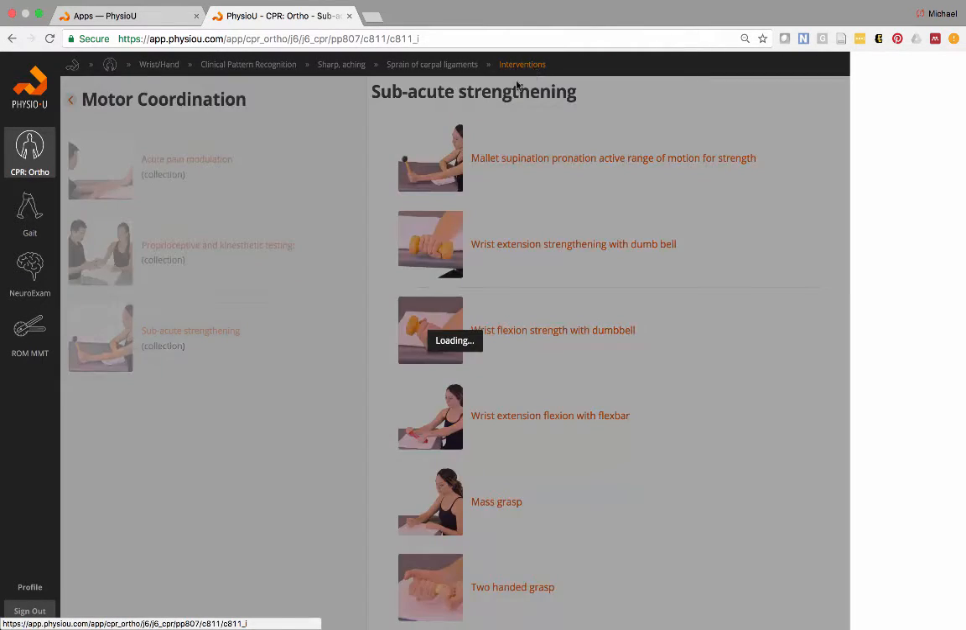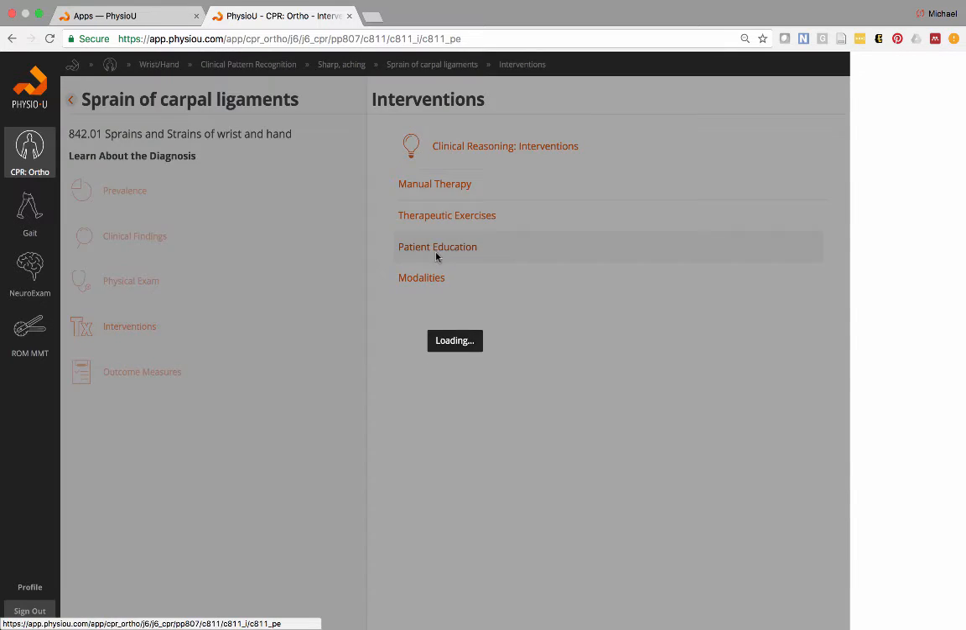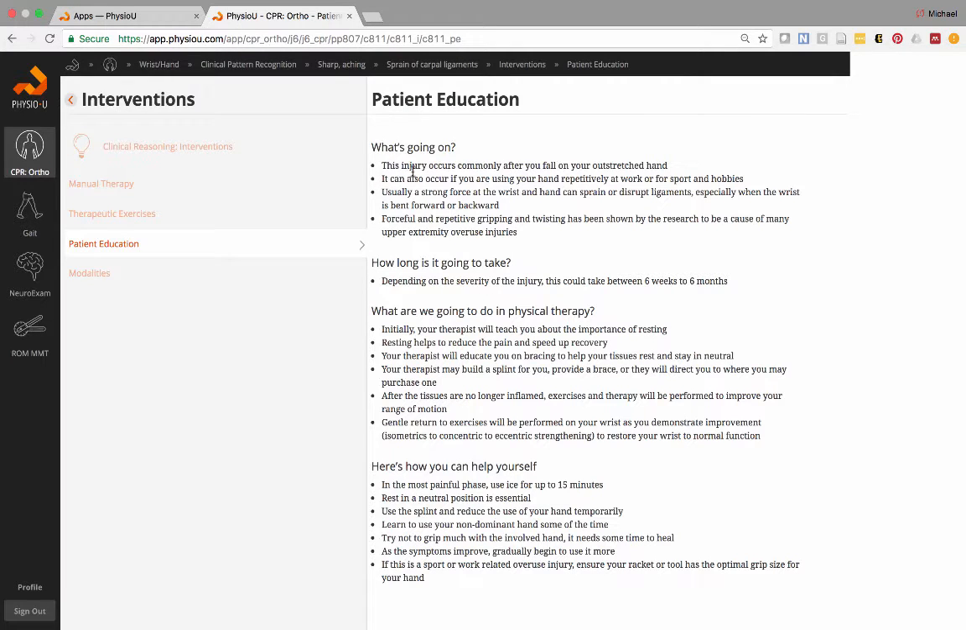Ultimately, it is very important not to forget patient education. Remember to help them understand what's going on, how long it's going to take, what we are going to do in physical therapy, and how they can help themselves. Remember, they need to rest this tissue, which is largely why you're putting them in the splint initially. Okay, so that's it for wrist stability and movement coordination impairments, and hope you guys find that useful.